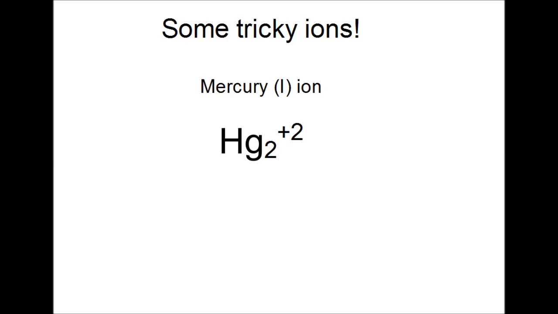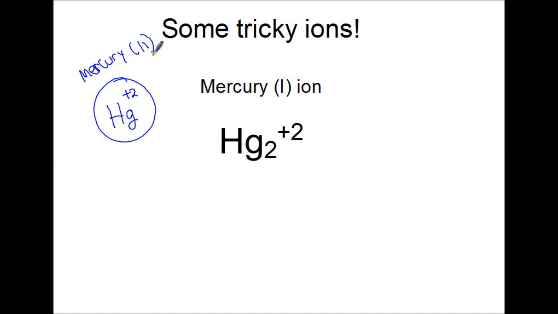All right, so we're going to talk about some tricky ions, and one of them that I find that students really struggle with is the Mercury 1 ion. Now there's 2 of them. There's Mercury 1 and there's Mercury 2. This is Mercury 2. So if you think about it, it's just a Mercury that lost 2 electrons and now has a +2 charge. This is going to be Mercury 2.